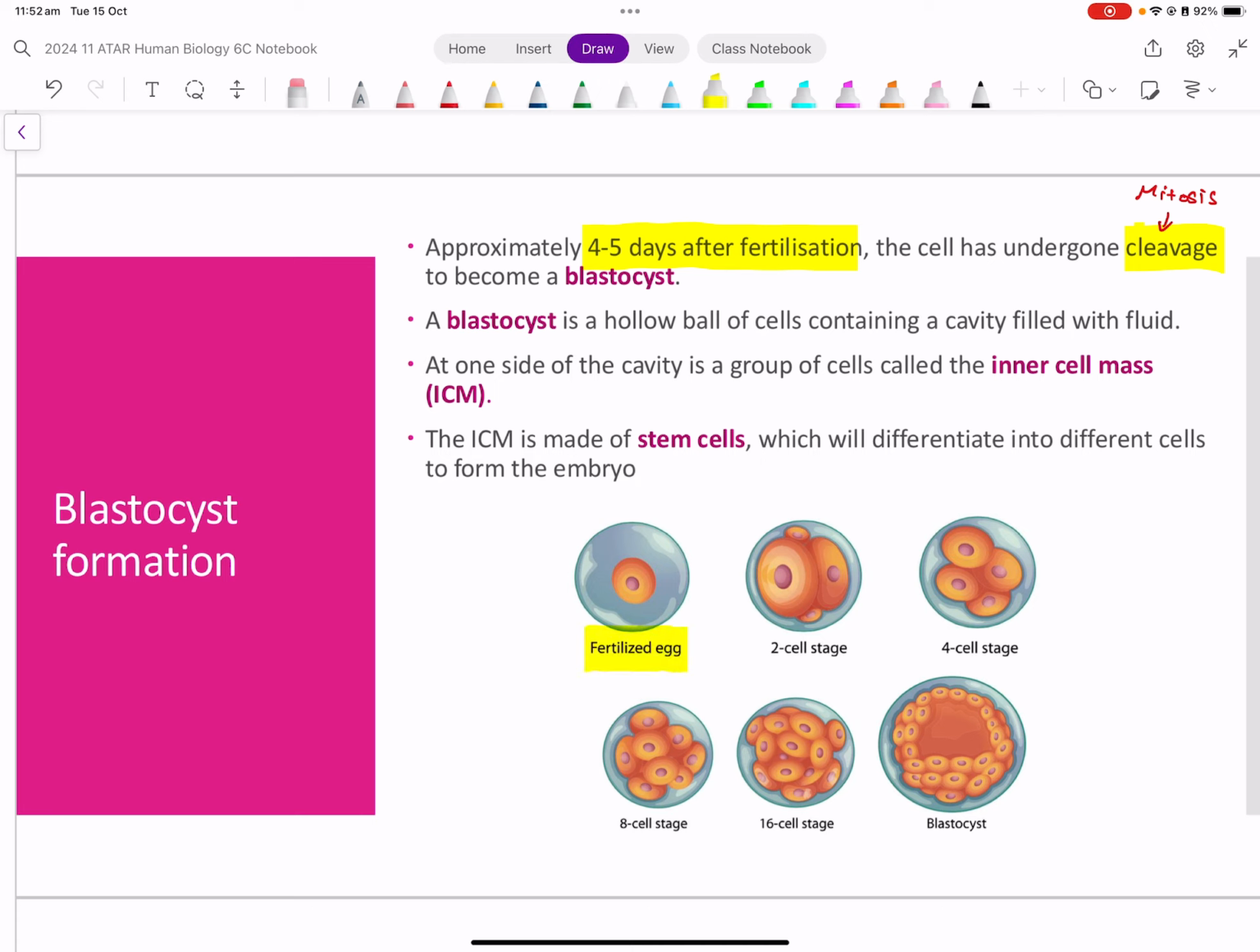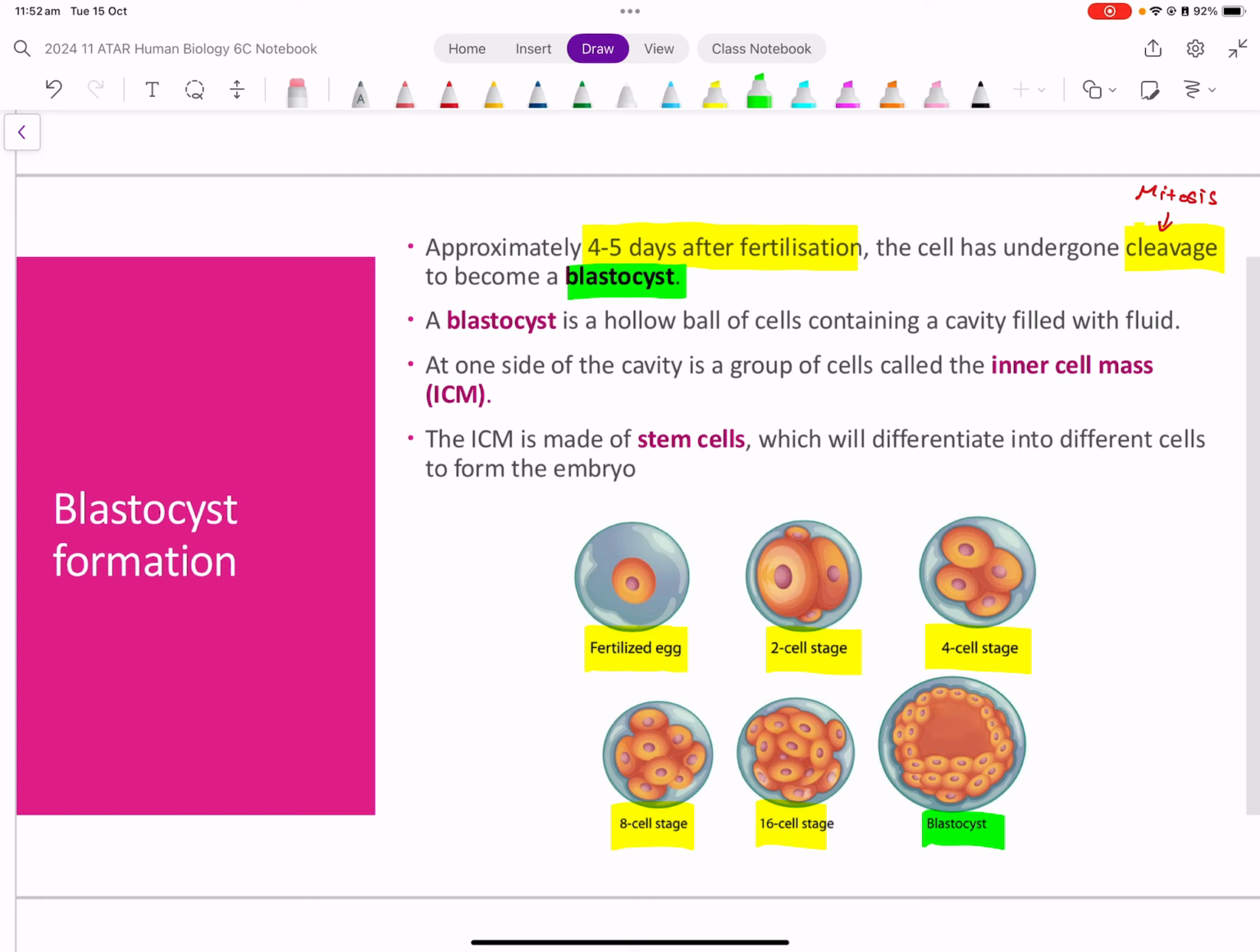We originally have this fertilised egg, and this continues to divide from one cell into 16 cells by that 5th stage. What it will form eventually is known as a blastocyst, and this is after about 4 or 5 days. A blastocyst being a hollow ball of cells, and it has a cavity inside filled with fluid. So that cavity is this green space that I'm highlighting now.